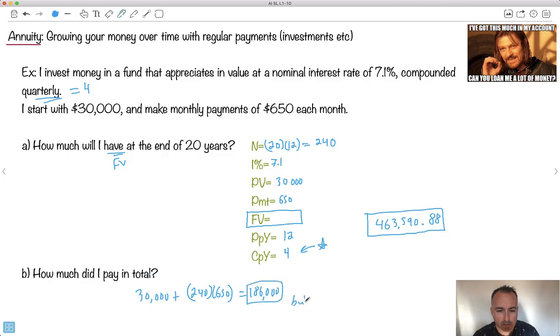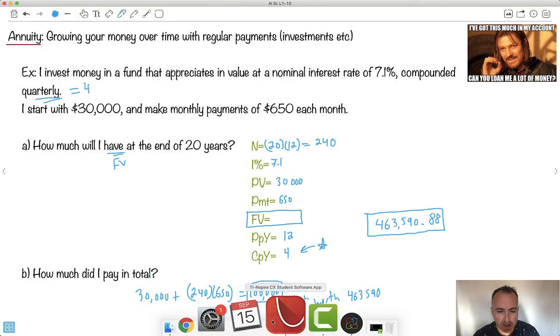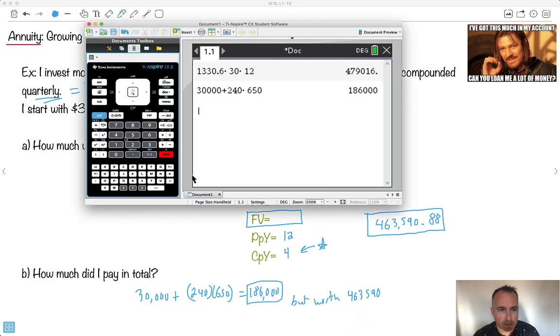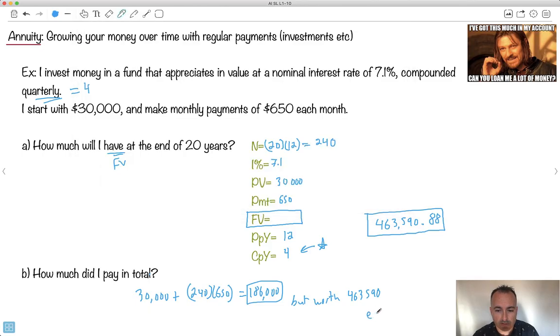but it's worth $463,000, which means you earned the difference. So isn't it actually kind of amazing? So you can say, 463,590. Let's just forget the decimal points, right? But let's just say this right here minus 186,000. Look at that. You made 277,000. So you earned like 277,000.